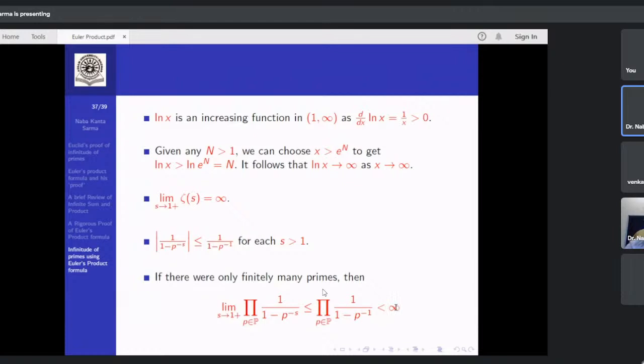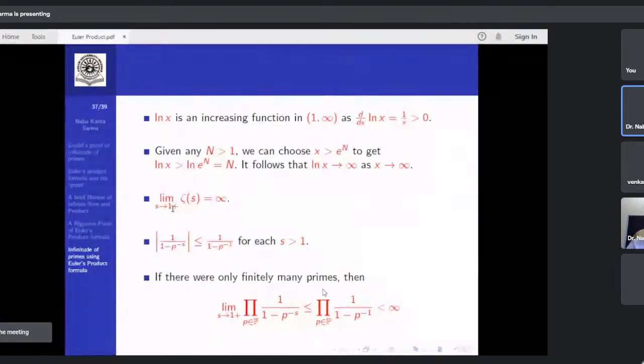So what we have achieved: if the number of primes is finite, then in Euler's product formula, the right hand side is a finite quantity if I take the limit as s tends to 1 plus. Whereas I have shown that the left hand side, the infinite series, goes to infinity as s tends to 1 plus. So this will give me a contradiction because one side is infinite, one side is finite. There cannot be any equality. So the number of primes cannot be finite. So this will leave me a contradiction.